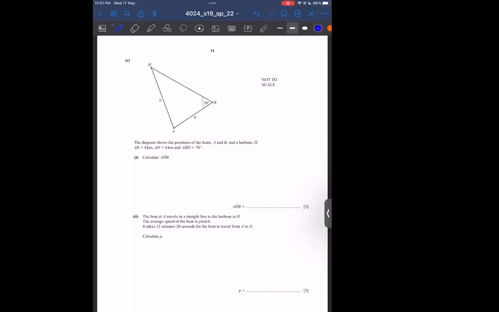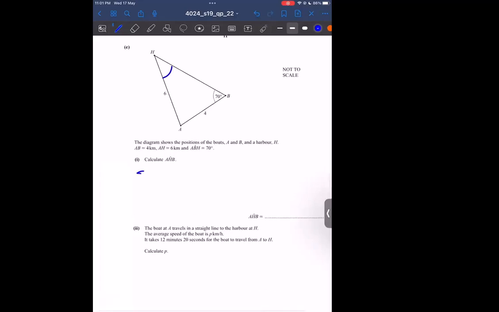Now they're telling us AB is 4 kilometers, AH is 6 kilometers, and angle ABH is 70 degrees. Calculate angle AHB. They are asking for this angle, AHB. So you can use the sine rule here. Sine AHB divided by the opposite side, which is 4, equals sine 70 divided by the opposite side, which is 6. So sine AHB equals 4 into sine 70 divided by 6, and we got 0.6264.